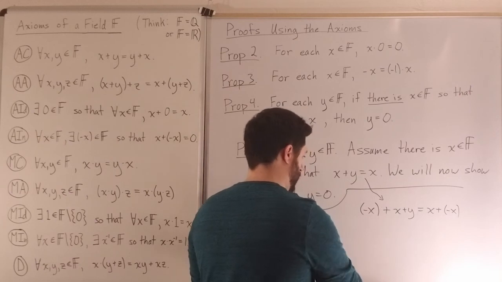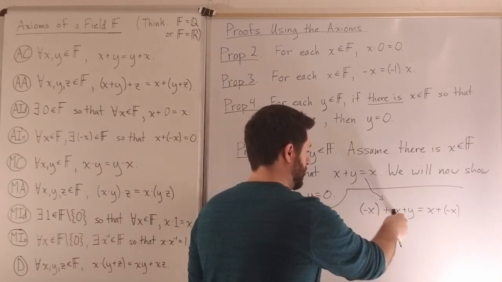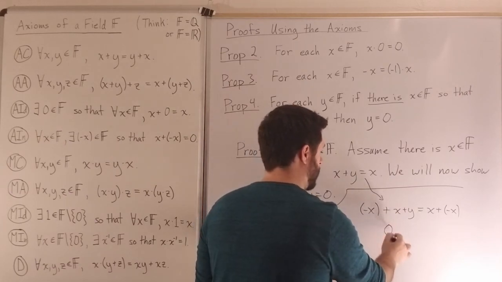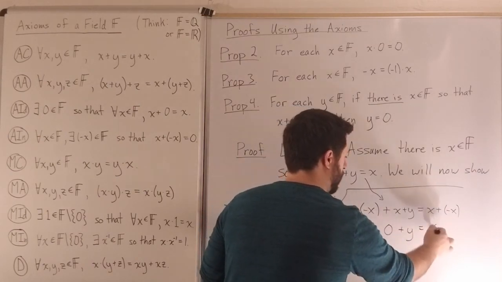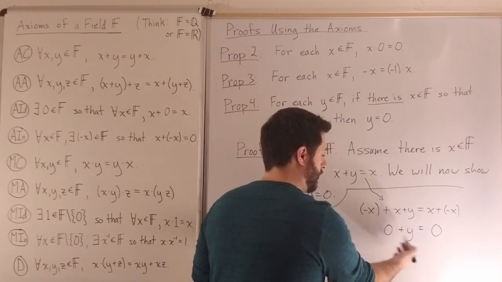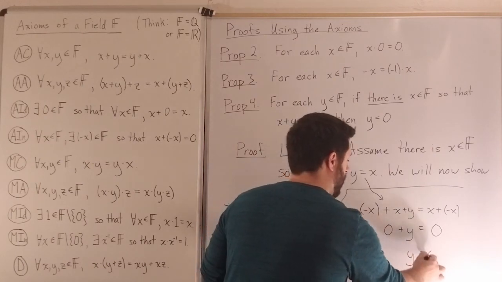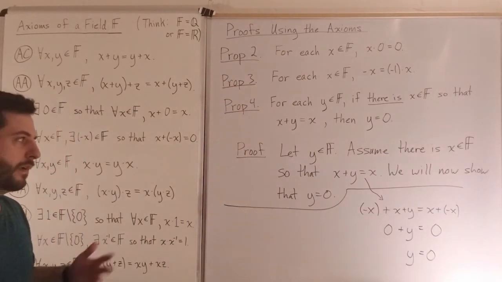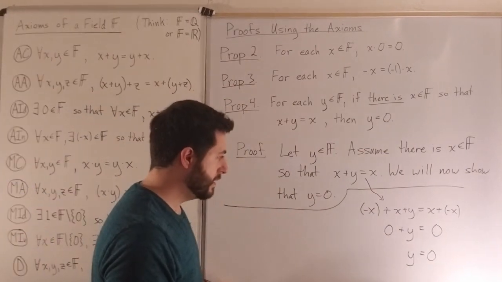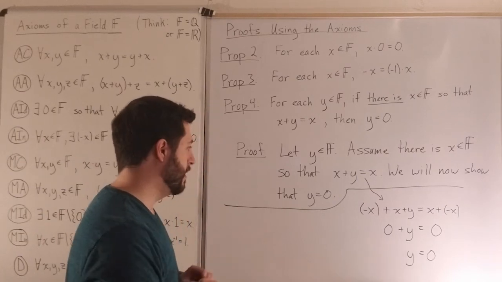Okay, so here I want to say these two things cancel, but really what I mean is they turn into 0 when you add them together. And here the same thing. And then 0 plus y is the same thing as y, and that's going to give us y equals 0. Okay, so that is the idea behind that, and that's all I'm going to write for that.